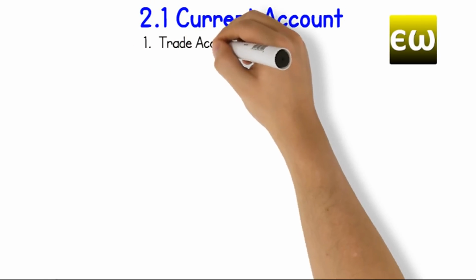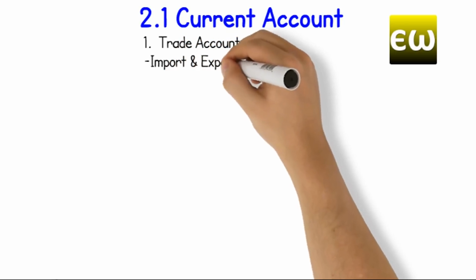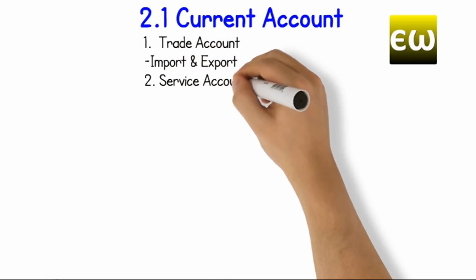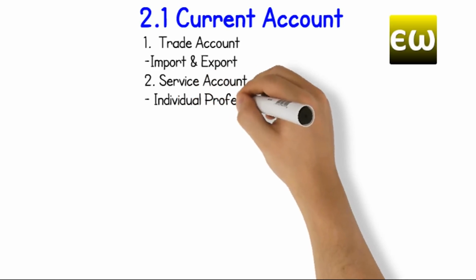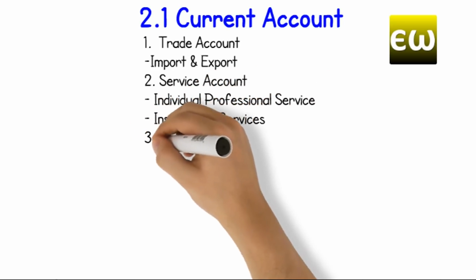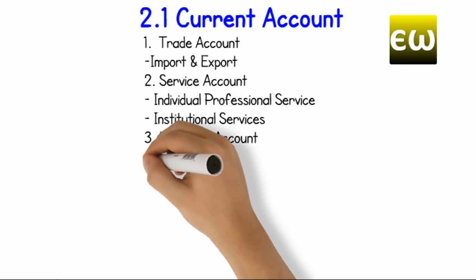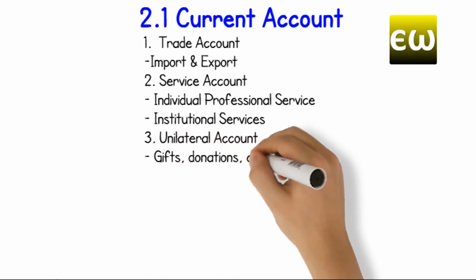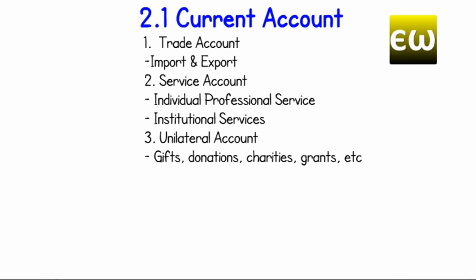Current account. 1. Trade account. Import and export. 2. Service account. Individual professional services. Institutional services. 3. Unilateral account. Gifts, donations, charities, grants, etc.